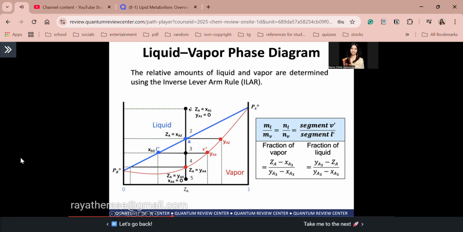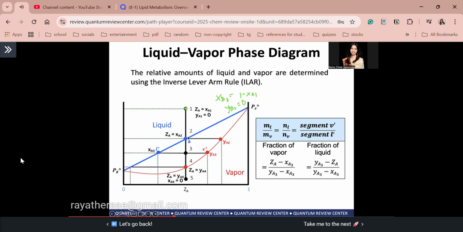At point 1, observe that all we have here is liquid. So meaning, guys, the mole fraction of component A at point 1 is just equal to the overall composition of the mixture. Now what about the mole fraction of component A in the vapor phase? Of course, that is equal to 0, because everything is still liquid. You have no vapor formed here. Then what about XB, the mole fraction of component B? That is just equal to 1 minus XA1. And for YB1, the mole fraction of component B in the vapor at point 1, that is also equal to 0.